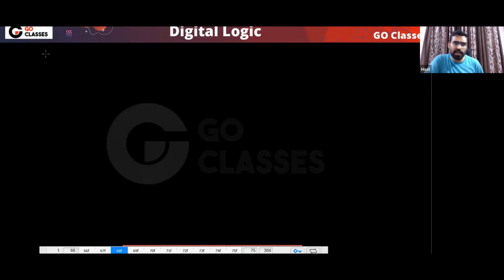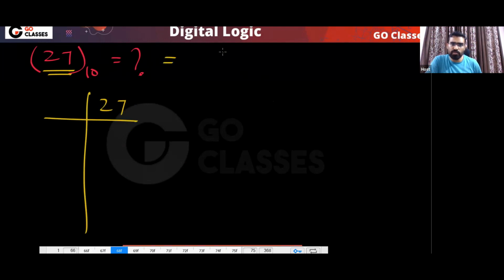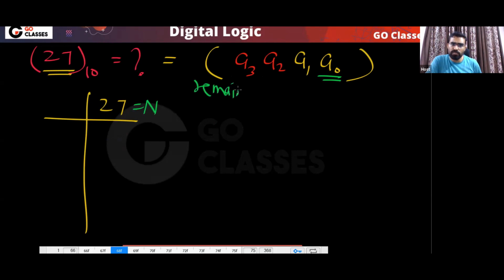Let us take this example, 27. Let us assume your binary is A0, A1, A2, something. So tell me how to find this A0. Remember, this is your N. So how to find this A0?